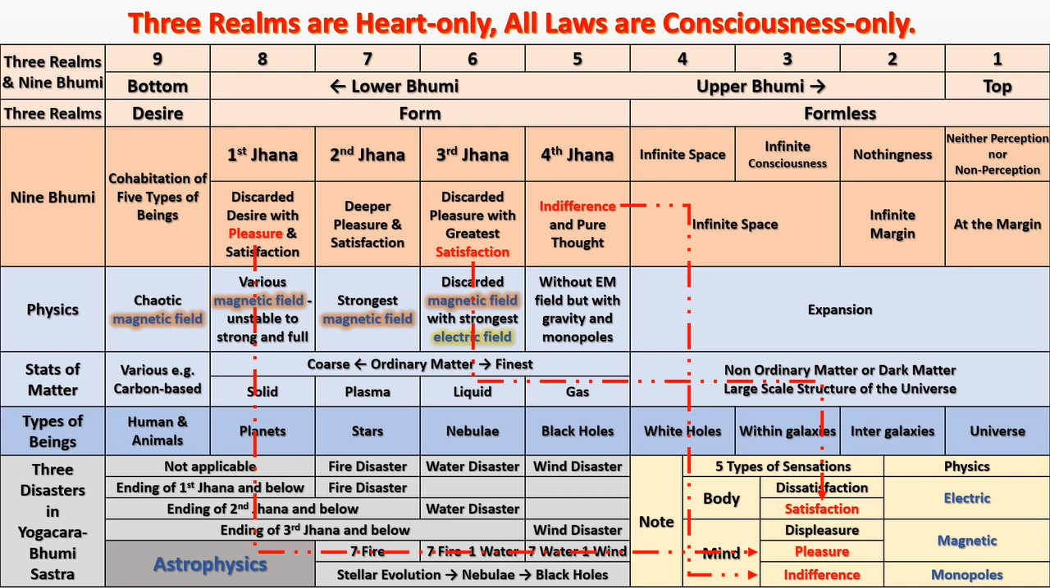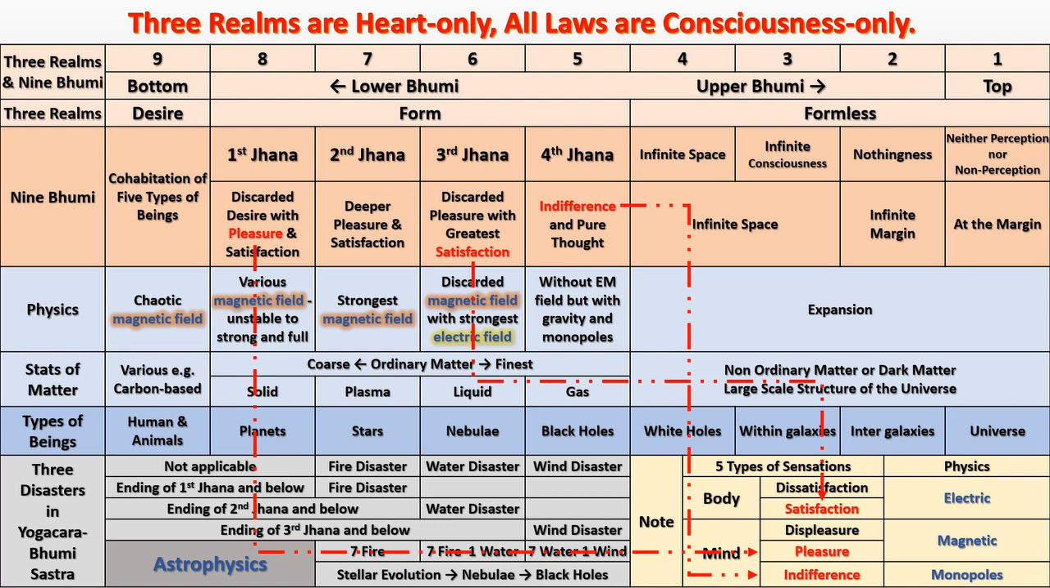Due to time constraints, the following is a very brief description. Beings in the desire realm, because of their desires and complex mental factors, have very chaotic magnetic fields. Beings in the 1st jhana have discarded worldly desires like us humans, and they achieve pleasure and satisfaction. Therefore, their magnetic fields are more stable. But because their bhumi is close to the desire realm, their magnetic field is not strong enough.